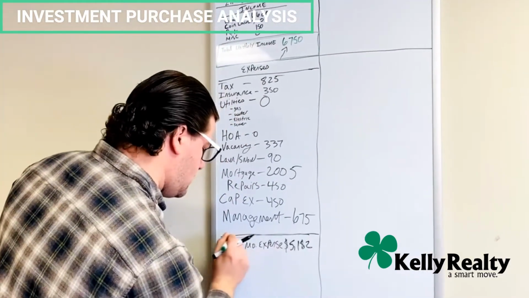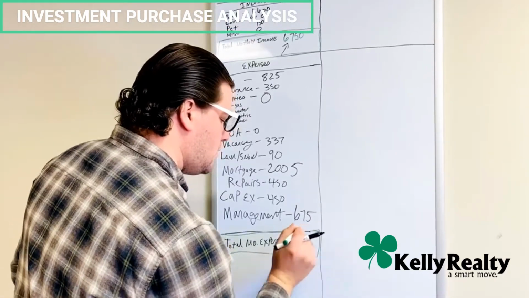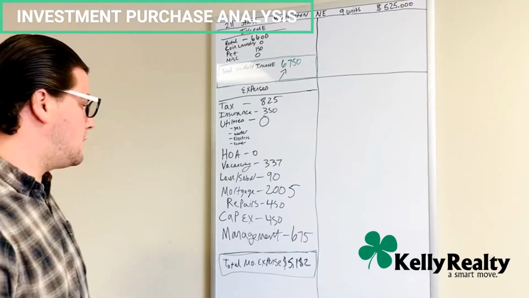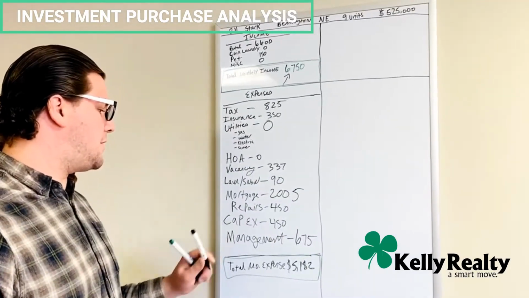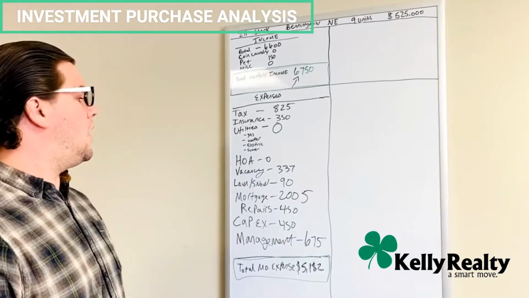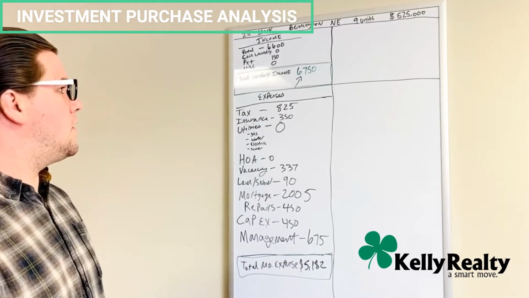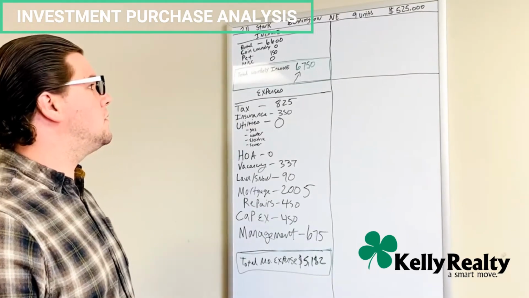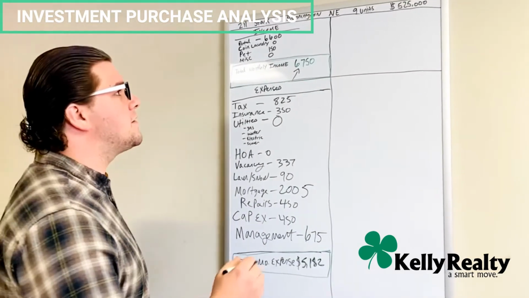5,182. So again, this is where a lot of people make their mistakes because they don't consider the repairs or the capital expenditures. So it's good to take into consideration those expenses to get a total idea of your expenses.